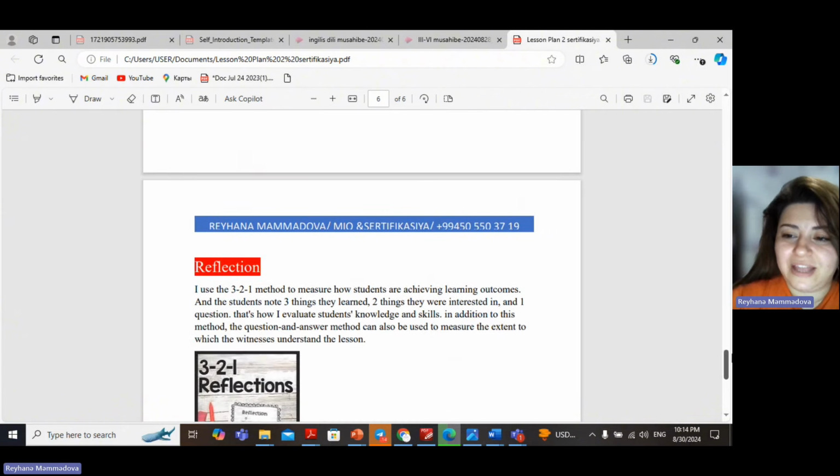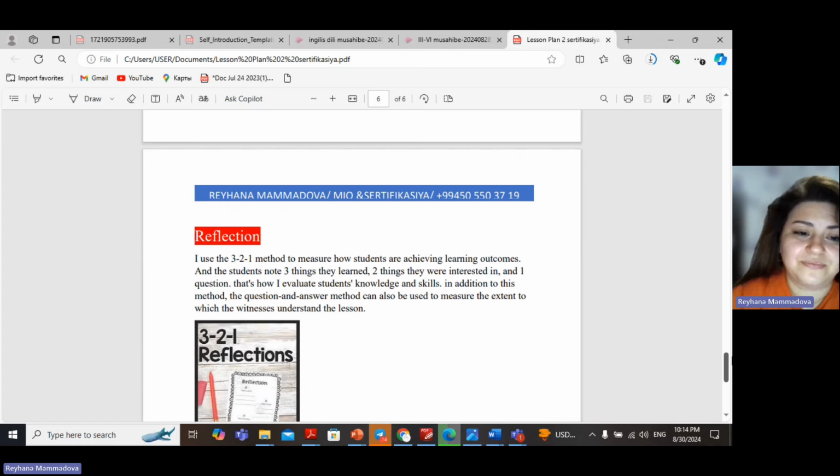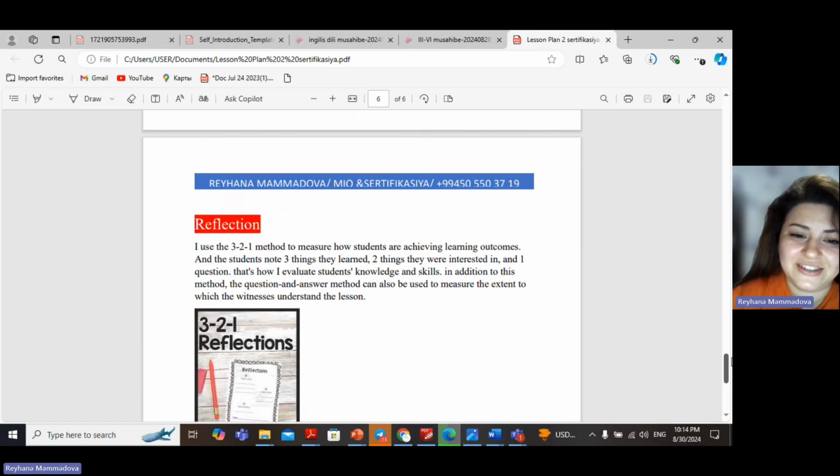And reflection, the final stage. I use the 3-2-1 method to measure how students are achieving learning outcomes. The students note 3 things they learned, 2 things they were interested in, and 1 question they found challenging. That's how I evaluate students' knowledge and skills. In addition to this method, the question and answer method can also be used to measure the extent to which the students understand our lesson.